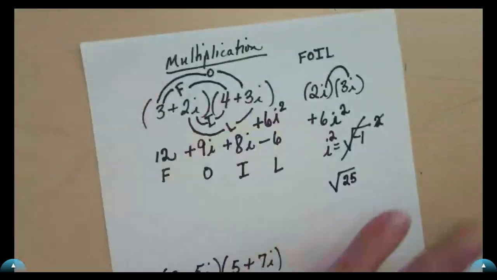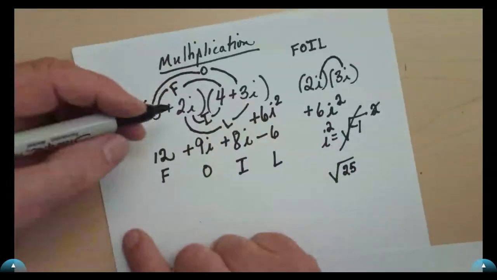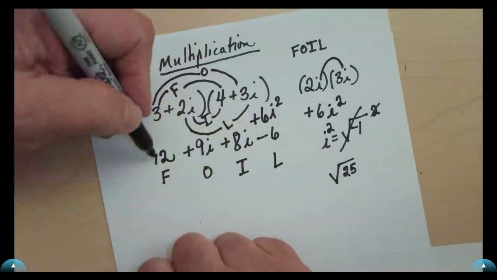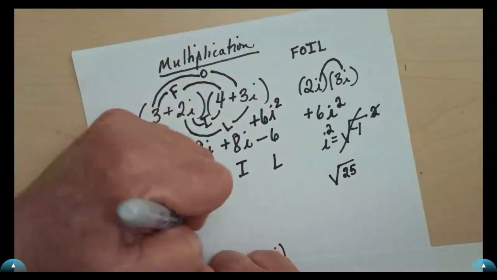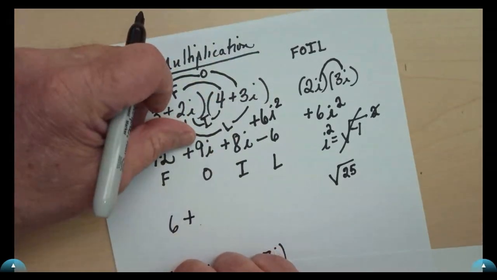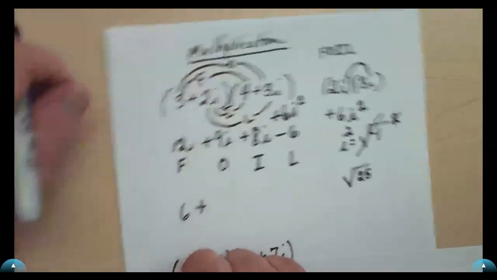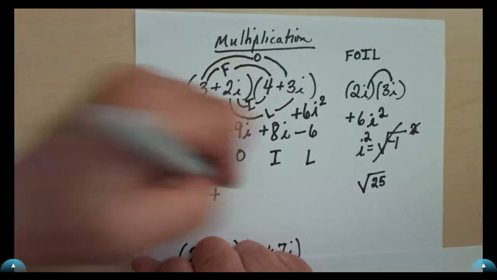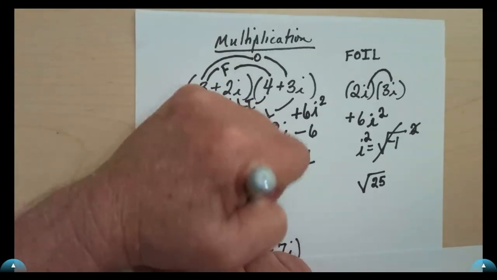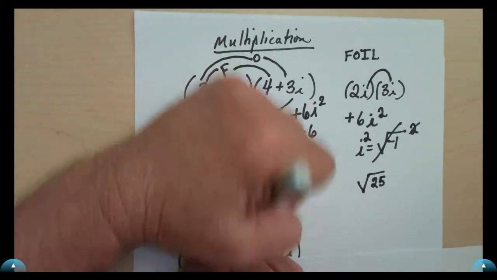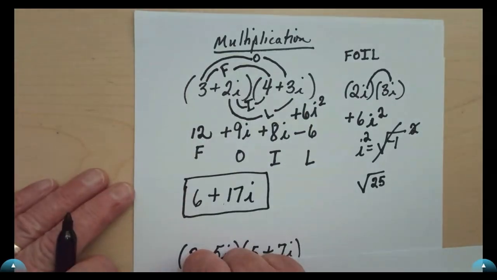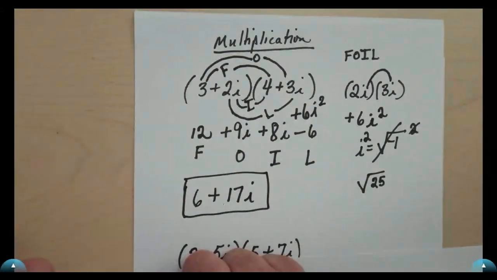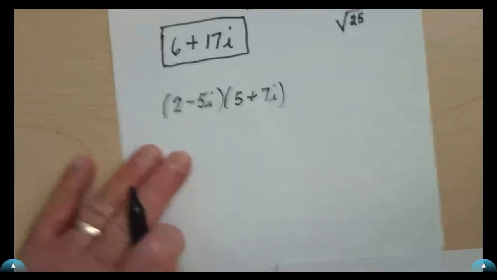At any rate, once we see that, we can now combine like parts. In other words, the real parts: 12 minus 6 is 6. And then the imaginary parts, 9i plus 8i is 17i. So 6 plus 17i. And so there's what we get when we multiply 3 plus 2i times 4 plus 3i. Everybody with me? Try this one.